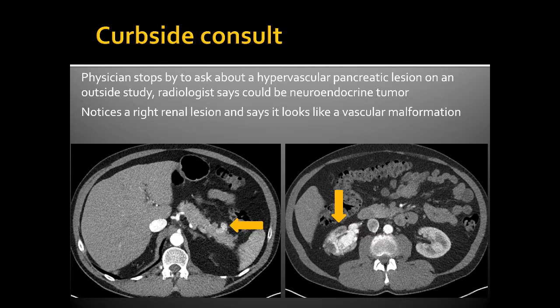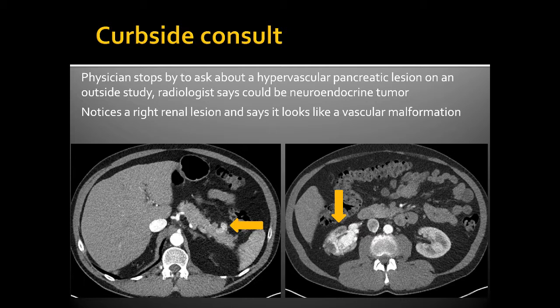Curbside consults are not a good example of double reads. In this case, a physician stops by to ask about a hypervascular pancreatic lesion on an outside study. The radiologist looks at the imaging on the left and says, it could be a neuroendocrine tumor, and you can do an MRI for further evaluation.